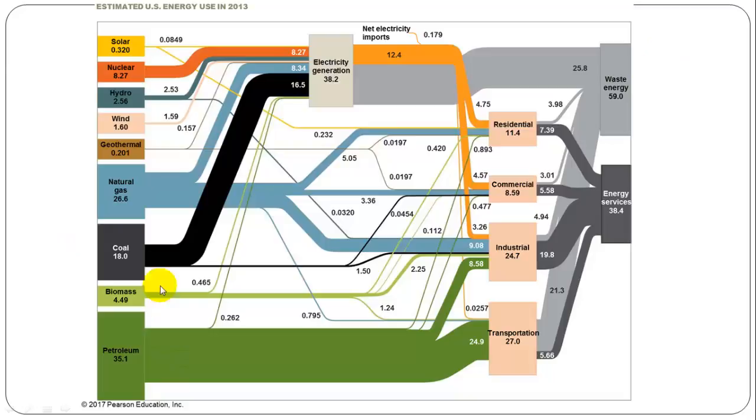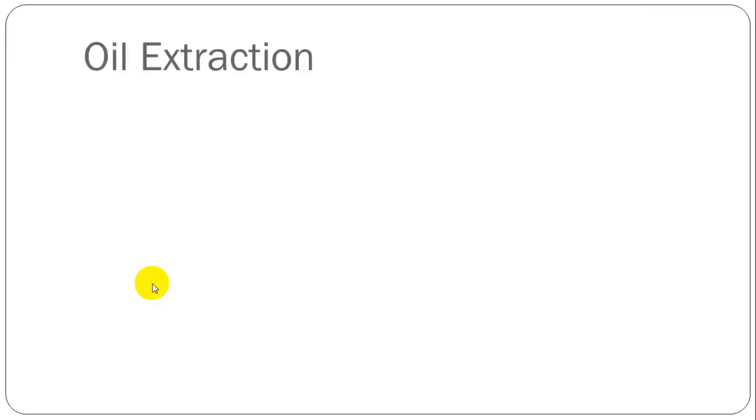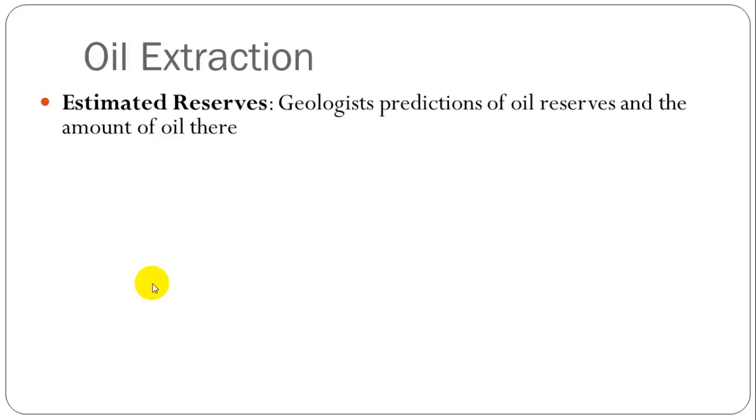So on the front end of this, we have to have processes for pulling these resources out of the ground. And so oil extraction is something that is huge. It's a giant industry, probably one of the biggest in the world, in extracting and refining oil. So when an area is being explored, it first has an estimation of the reserves, or how much oil is in the ground, and that can then be pulled out to be used.